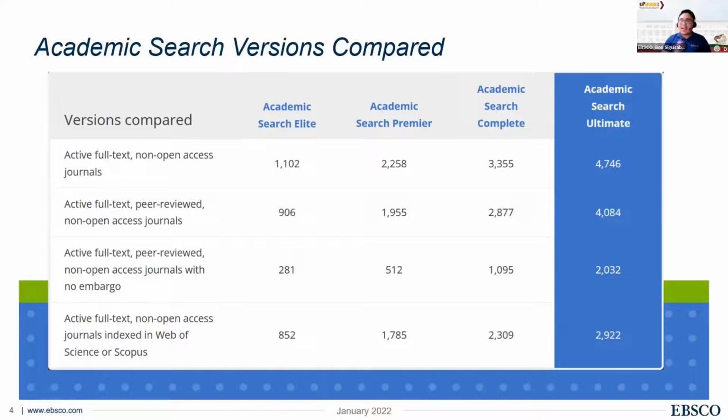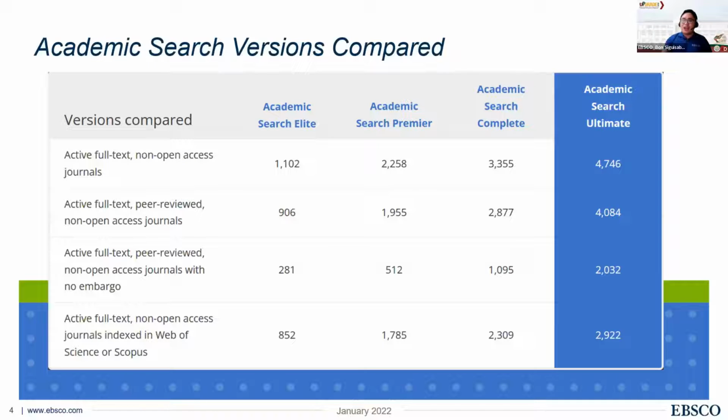Currently, Academic Search has 4 different versions. Formerly, UP Diliman, UP Los Baños, and UP Manila, so the UP system, had initially subscribed to the 3rd version, which is Academic Search Complete. And this year, in 2022, the UP system decided to upgrade the subscription from Academic Search Complete to the Ultimate version.